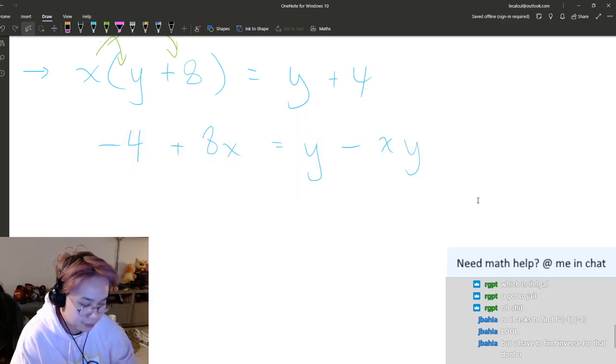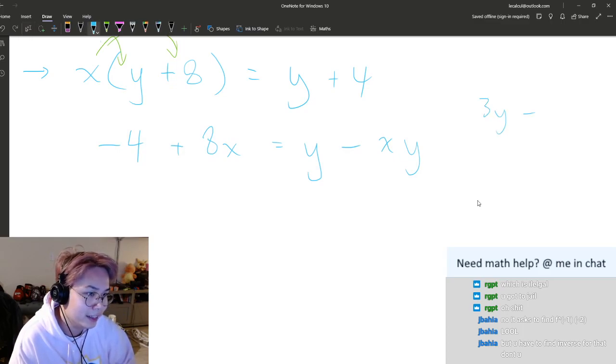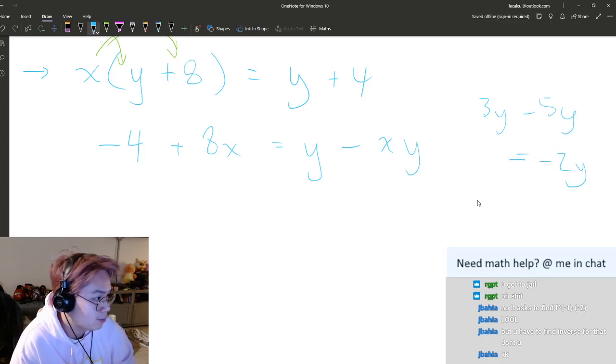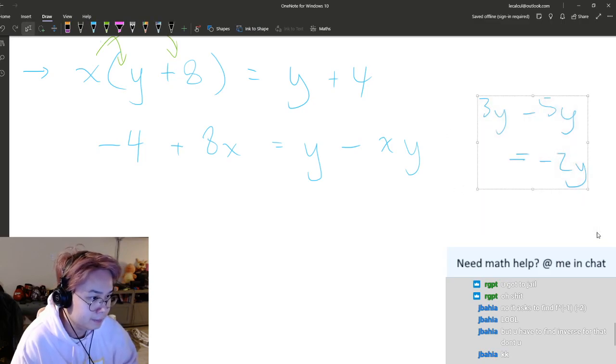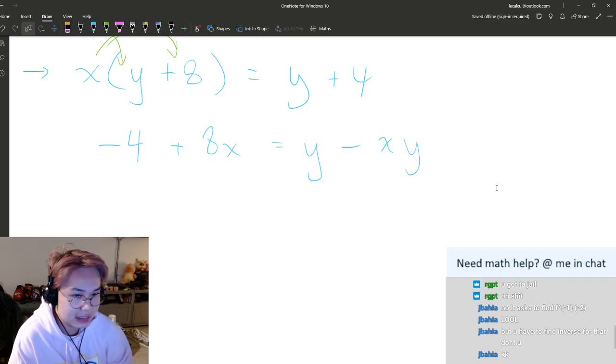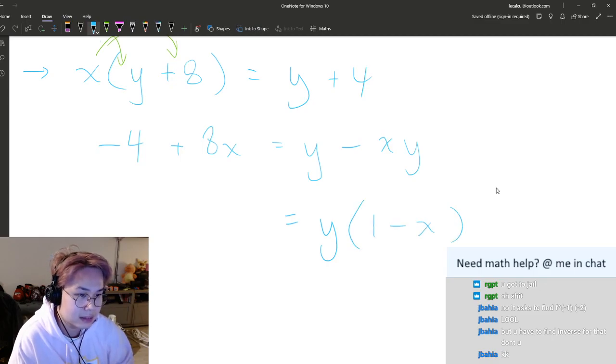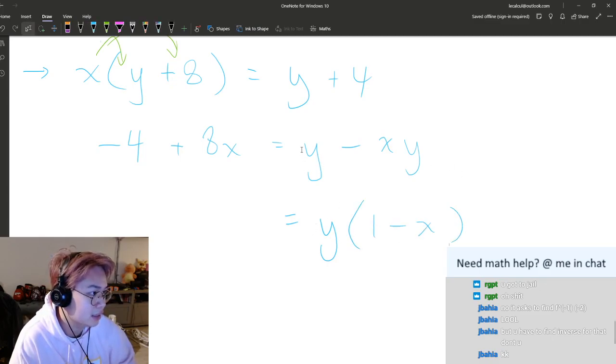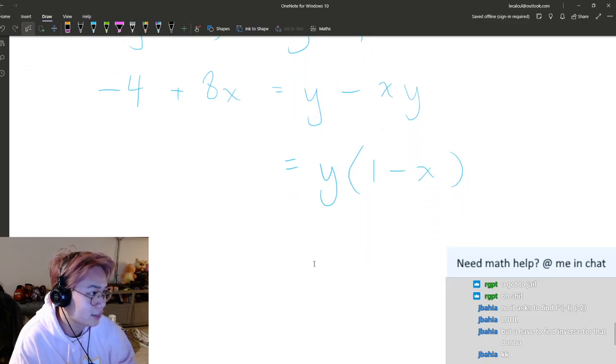Normally, if these had proper coefficients, like for example 3y minus 5y, then you can collect them together as -2y. The issue here is you have a coefficient of x. So the way that you, quote unquote, collect your y's together is you factor it out. So this becomes y times (1 minus x). Because this essentially does the same thing. We collect our y terms together and we get one term with a single y, so it's easier to isolate.